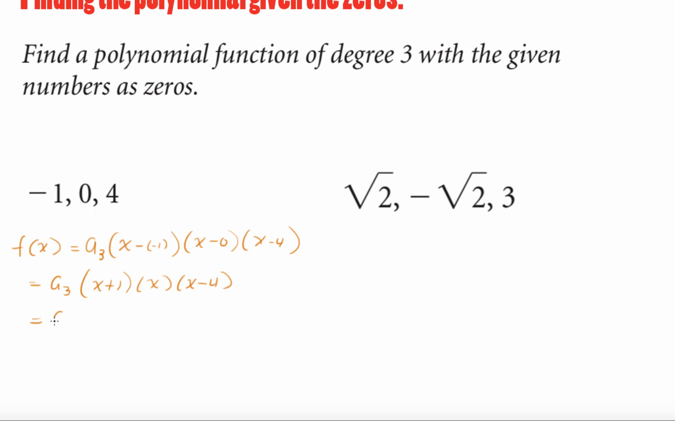And then we multiply. X plus 1 times x is x squared plus x. Okay, we distribute that. And then x squared plus x times x minus 4, we need to FOIL. X squared times x is x cubed. X squared times -4 is -4x squared. X times x is x squared. And x times -4 is -4x.